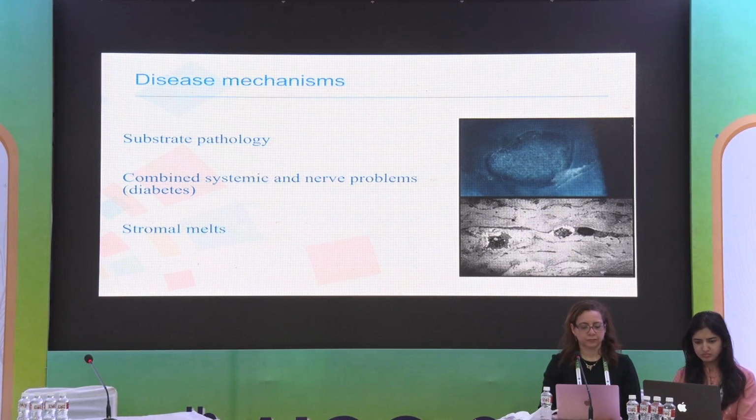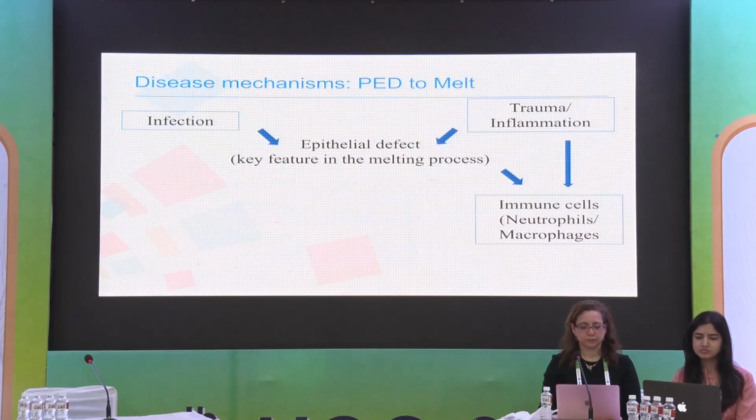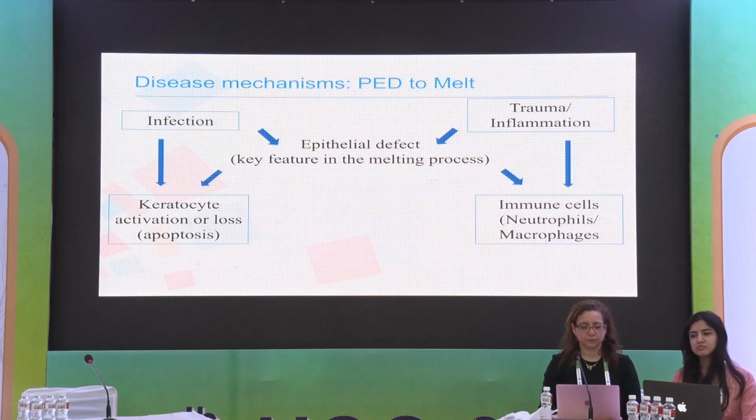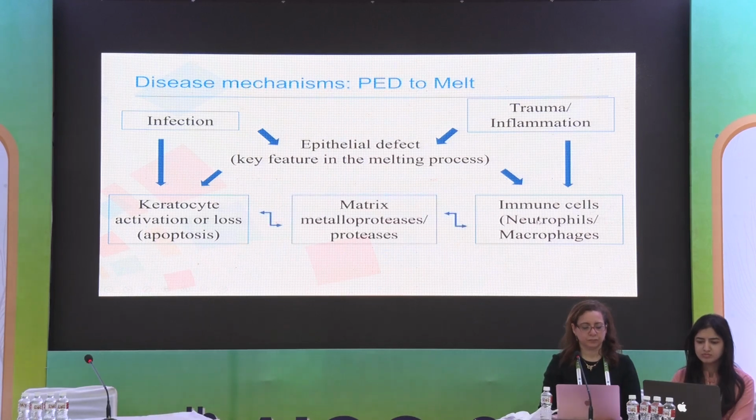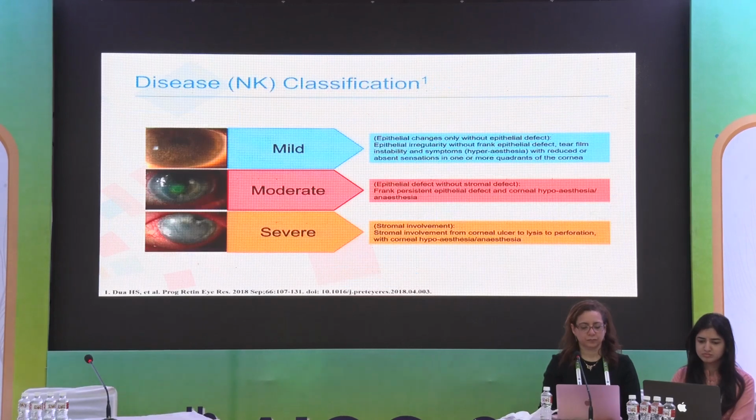So you always look for the underlying cause and the clinical features of the underlying cause, and the clinical features which are directly related to the nerve damage. And this is just a cartoon to show you how if you get infection, trauma, you get an epithelial defect, that leads to keratocyte apoptosis, neutrophil invasion, neutrophils release metalloproteases, stromal melt, and when all of this is linked with poor corneal sensation, that's the start of corneal stromal melting.